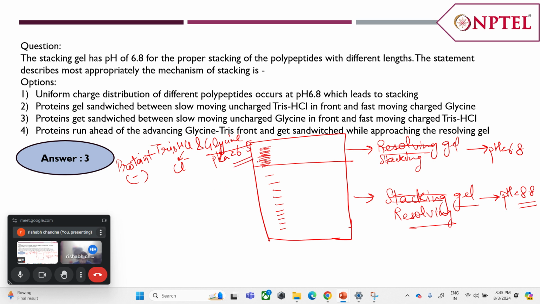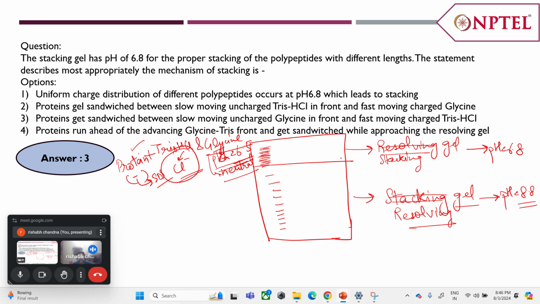Okay. So what happens in case of the stacking gel? The protein is negatively charged because now it will not have any effect of pH on the protein because it is bound to SDS. Okay. So this negative charge is due to SDS, and chloride is inherently negatively charged. Okay. So it will not have any effect because of the pH. Now here glycine, because the pH is 6.8 and its pK or pI is 6.5, that means it will be neutral.